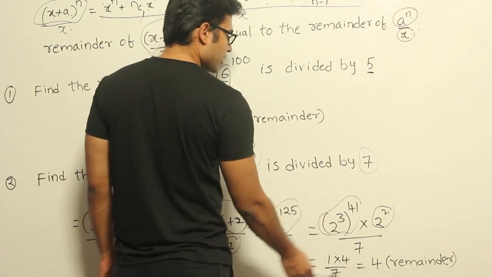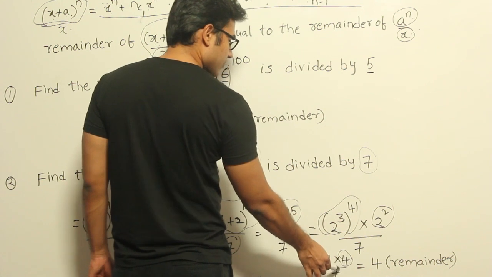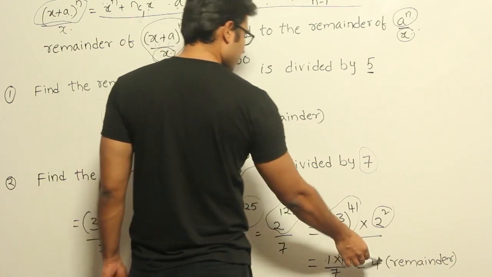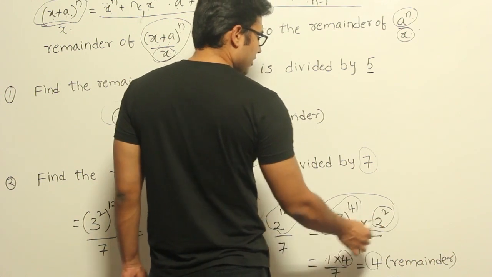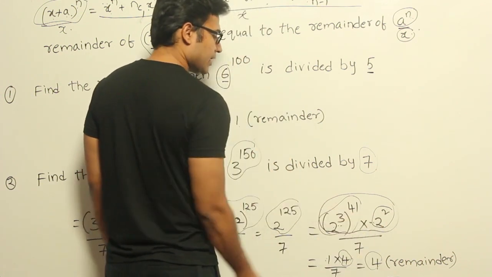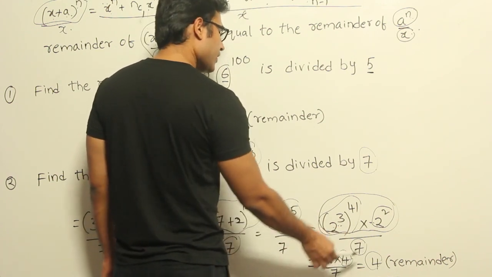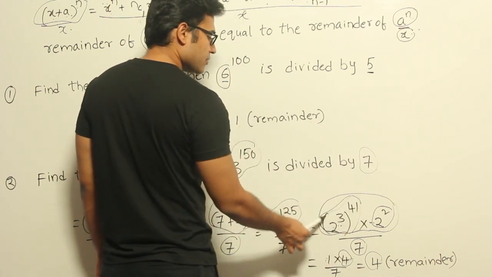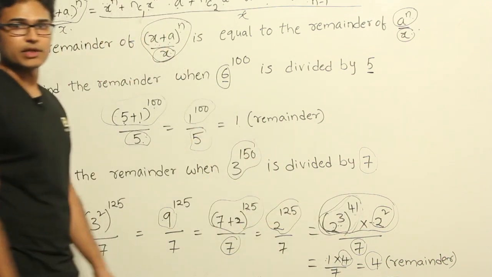So 1 into 4 divided by 7. Now the remainder for 4 when I divide by 7 is 4 itself, therefore I am going to write it as 4. So I hope you remember how I did this. When I have a product of two numbers and want to find the remainder when I divide by some other number, it is as good as finding the remainders individually and then finding the product. I did the same thing here, right?